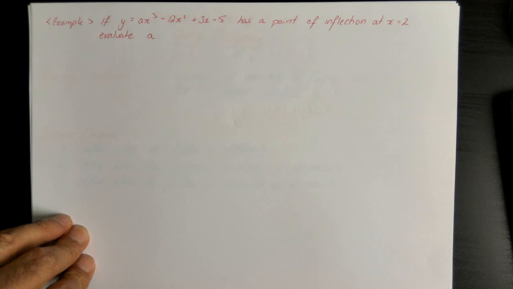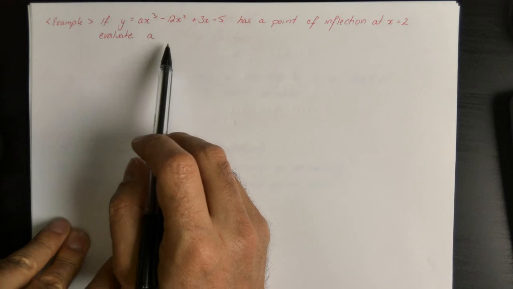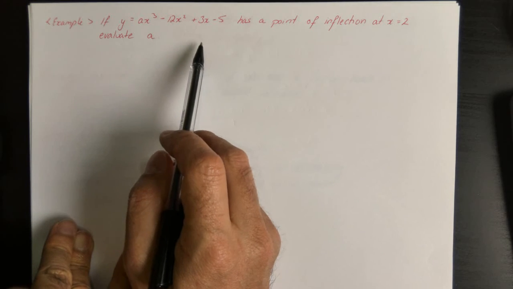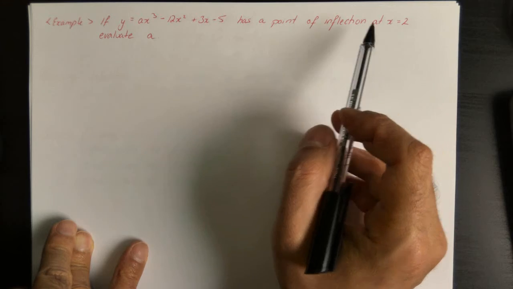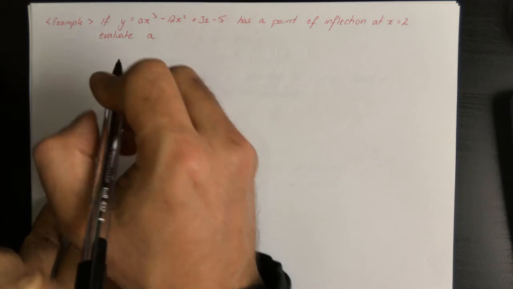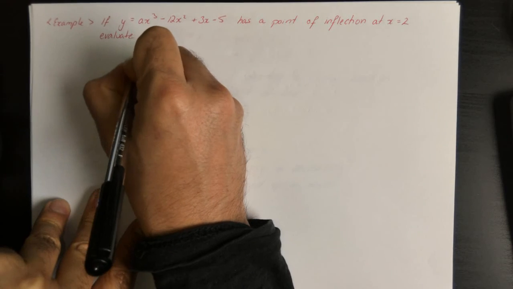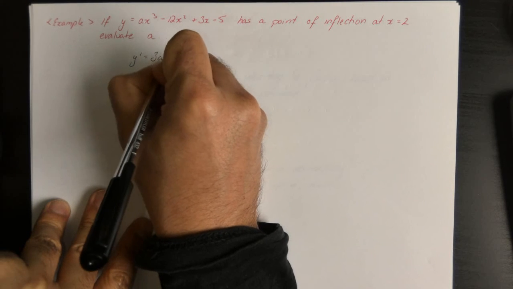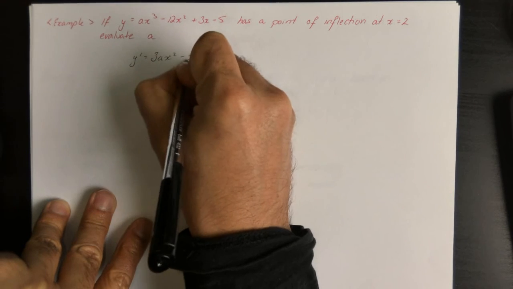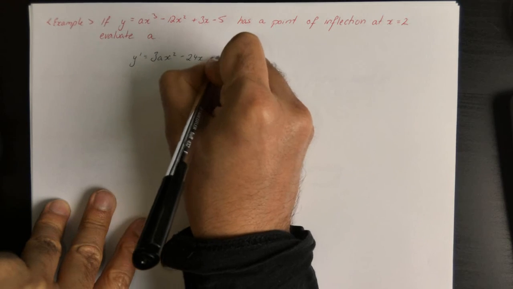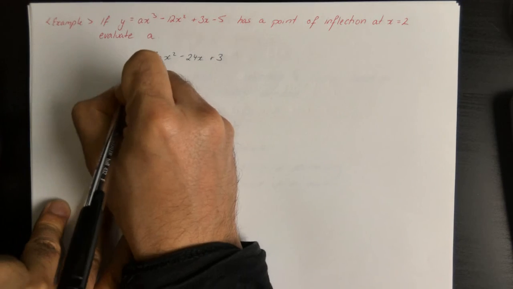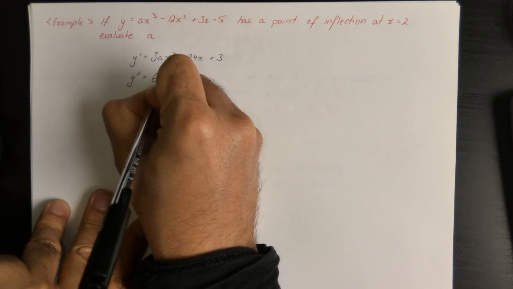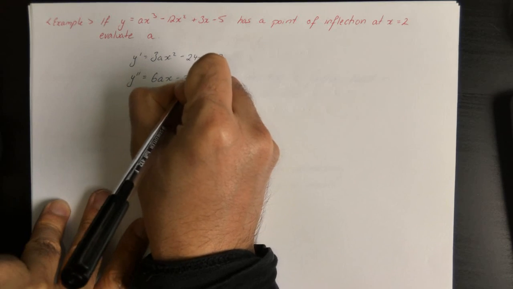All right. If y equals ax to the power 3 minus 12x squared plus 3x minus 5, and it has a point of inflection at x equals 2, we want to evaluate what a is. So what we need to do here is differentiate it first. It's going to be 3ax squared minus 24x plus 3. Then differentiate it again. We get 6ax minus 24.